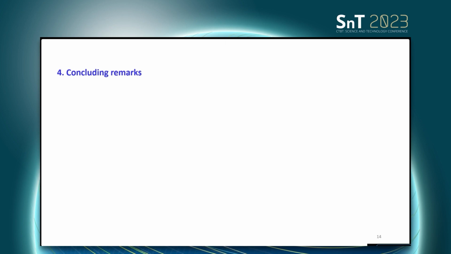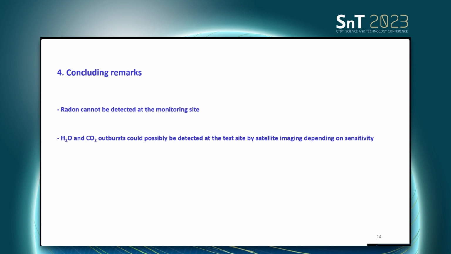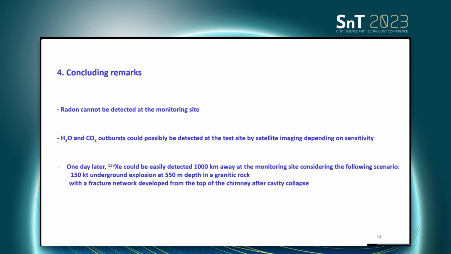So we have concluding remarks, very quickly. Radon cannot be detected at the monitoring site. Water and CO2 could possibly be detected depending on the sensitivity of satellite imaging. And finally, xenon should be easily detected 1 kilometer away if the atmospheric conditions are favorable, of course. And with this, I want to finish my talk and thank you for your attention. Thank you.